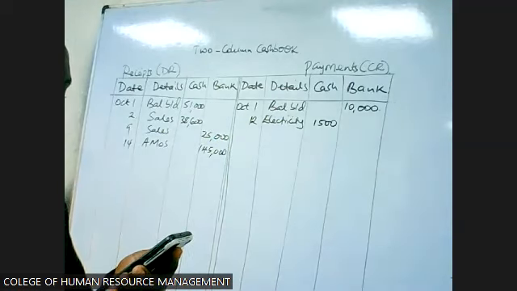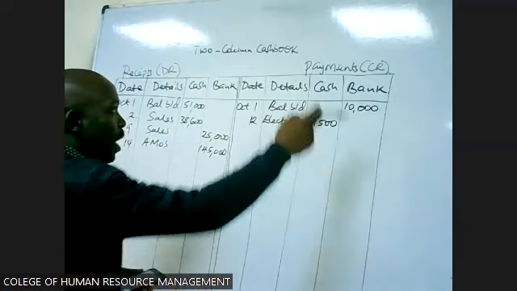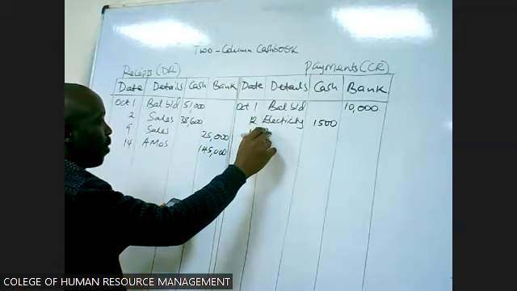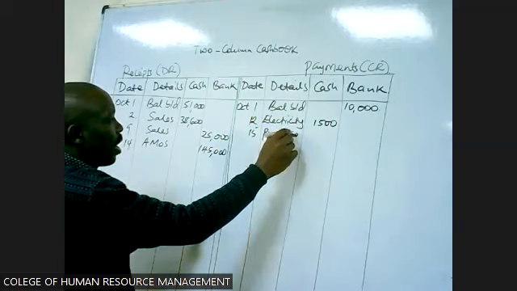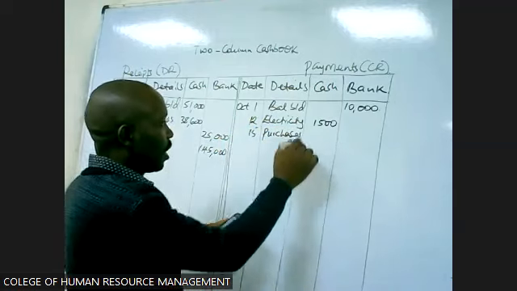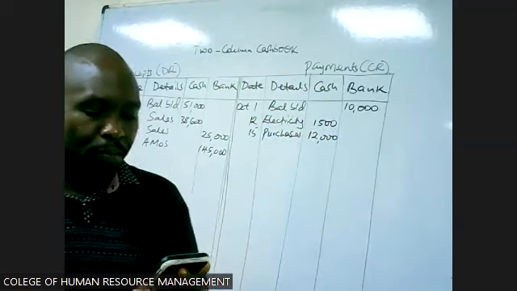On the 15th, purchased goods for 12,000 in cash. When you buy, you pay. So it is a payment. Anytime goods are bought, we consider them as purchases. 12,000 in cash. So the 12,000 will appear in the cash column.